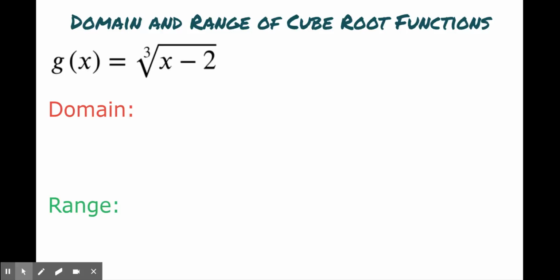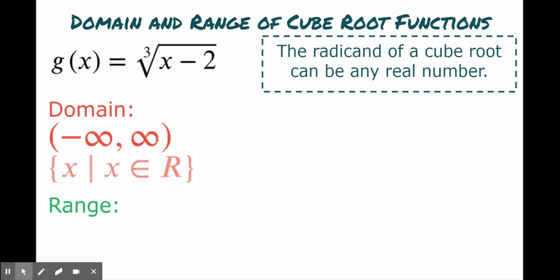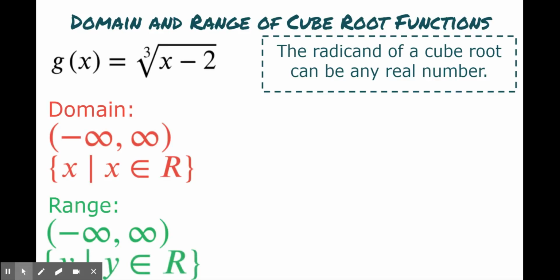Let's take a look at this next example. g of x is equal to the cube root of x minus 2. Again, let's look at that radicand. Is there any number that we can substitute for x that would make my output be imaginary? No, the radicand of this cube root can be any real number. Any input for x will give us a real output. So again, my domain will be negative infinity to infinity. And so my range can also be any real number.